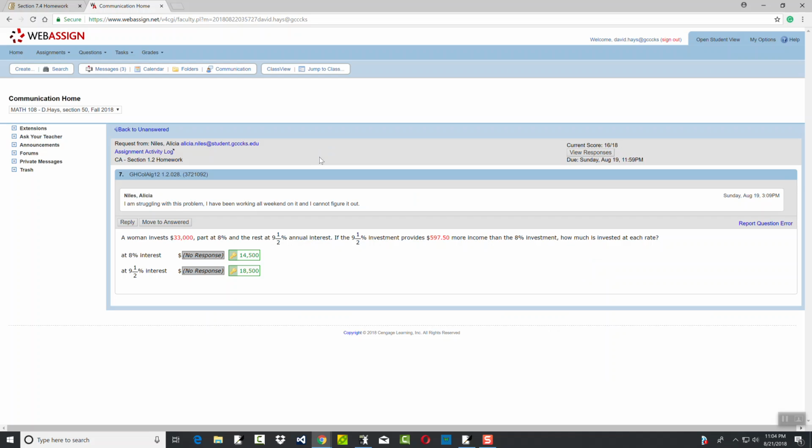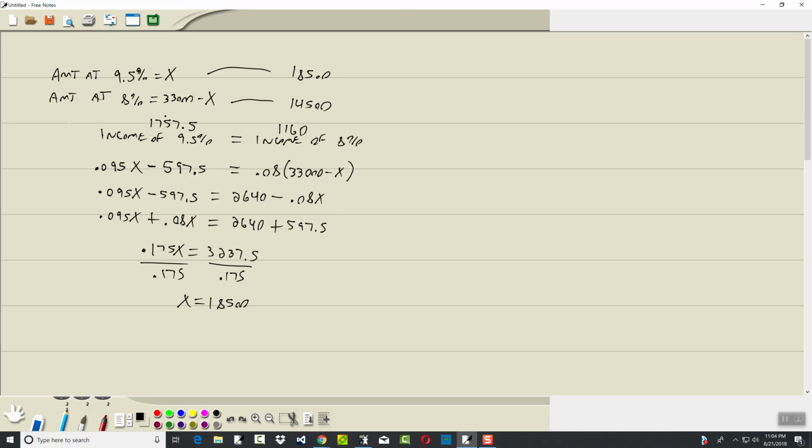Let's read the problem again. More income than how much is in? Okay, so the 9.5% investment provides this much more income. This is larger, so that's good, and it does look like it's correct. This is 597.5 greater than this. I'm assuming, based upon the numbers. So I did set it up right. It's tricky because it says more. You think it's addition, but it's actually the opposite in that case. I don't always get it right. I try to think of it logically, and then I try a sign. And if it doesn't work, it'll be obvious it's the other one.